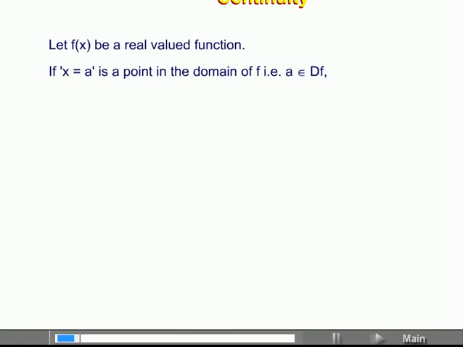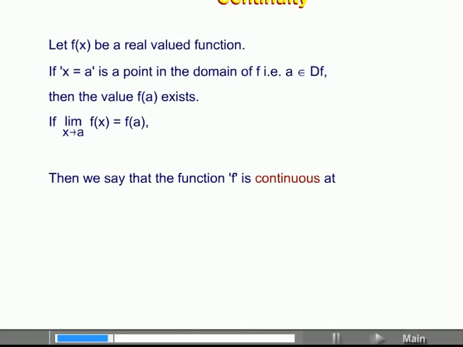Chapter 1: Continuity. Let f(x) be a real valued function. If x equal to a is a point in the domain of f, that is, a belongs to D(f), then the value f(a) exists. If further the limit of f(x) as x tends to a is equal to f(a), then we say that the function f is continuous at the point x equal to a.